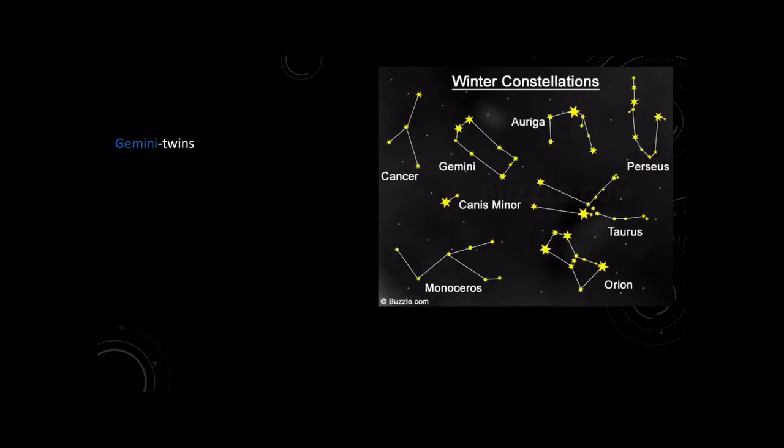Gemini means twins. Then you have Taurus the bull. It has Aldebaran, a large orange star. And then the Pleiades, which is a star group.